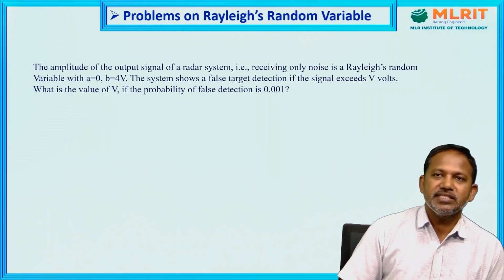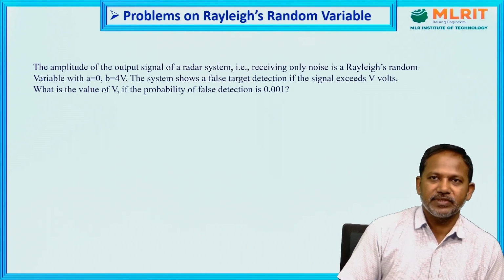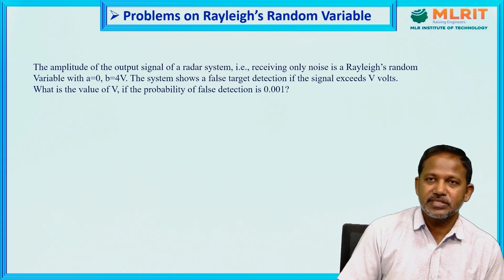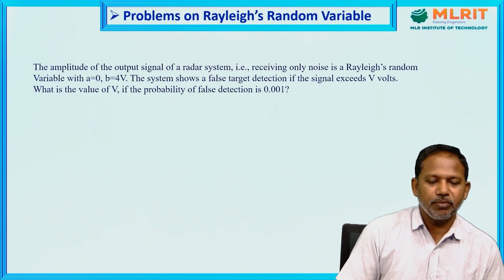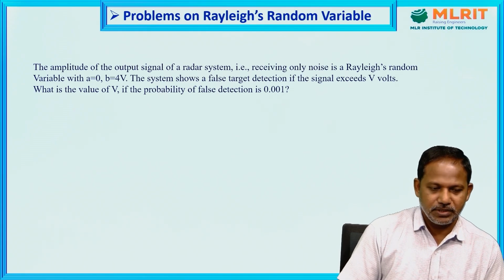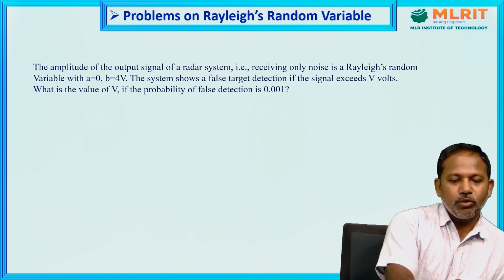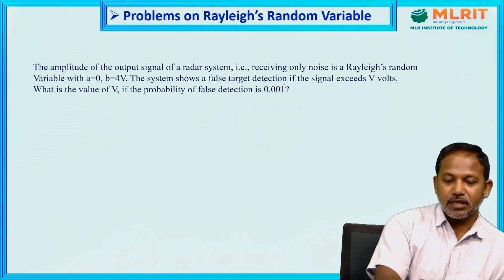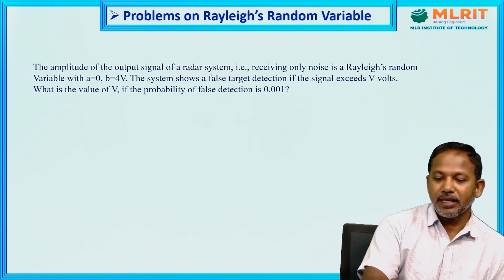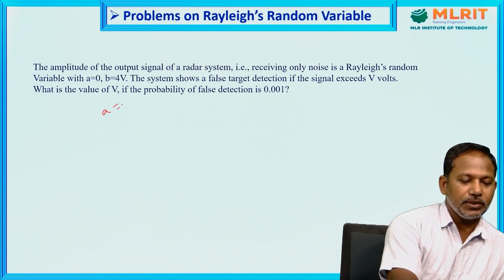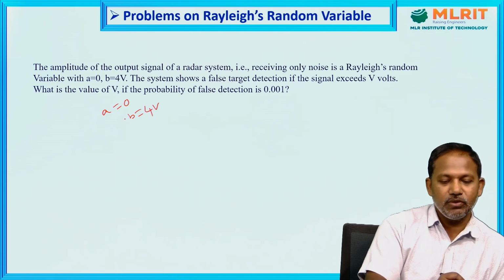Mainly this will be used for finding the noise for the band pass filter, that is white noise, and these characteristics are also similar to the Gaussian probability density function. See here, the amplitude of the output signal of the radar system, that is receiving only noise, is a Rayleigh random variable with a equal to 0 and b equal to 4 volts. Here constant values are given.